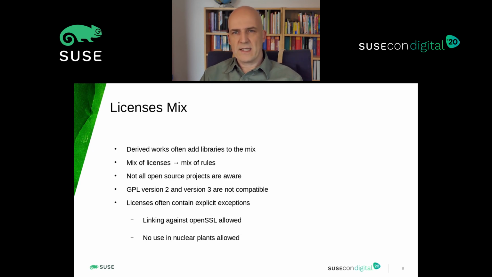Another aspect is that licenses very often contain explicit exceptions, either by adding or removing rights. Famous examples are licenses that explicitly allow linking against OpenSSL, which wouldn't normally be allowed for a GPL program. But for encryption it is important to be able to link against OpenSSL. Or for example, it removes the right to use the software in nuclear plants or other usage.